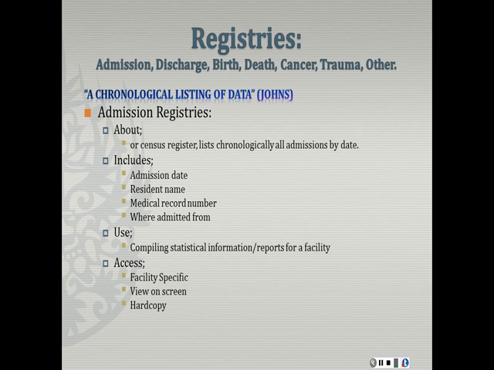Now the first one is the admissions registry, or it could also be called the census register, and it lists chronologically all admissions by date. It includes the admission date, resident name, medical record number, and where they were admitted from, whether it be from another department or another hospital, or maybe from a doctor's office. It's used to compile statistical information and then into a report for the facility.